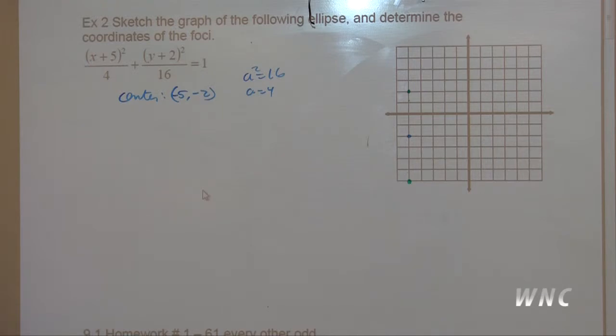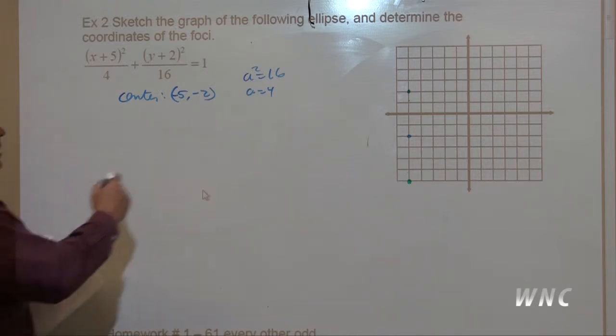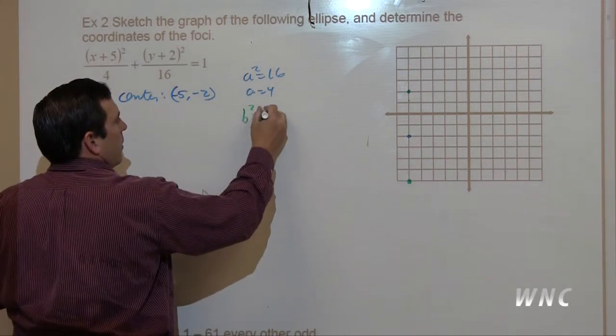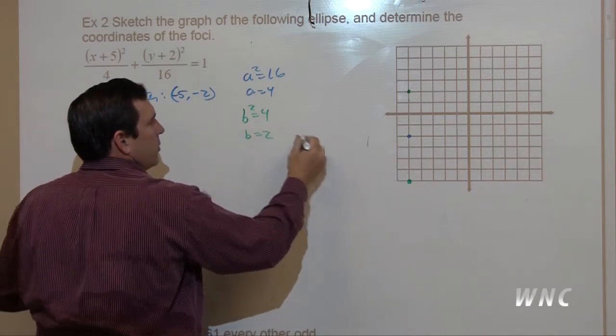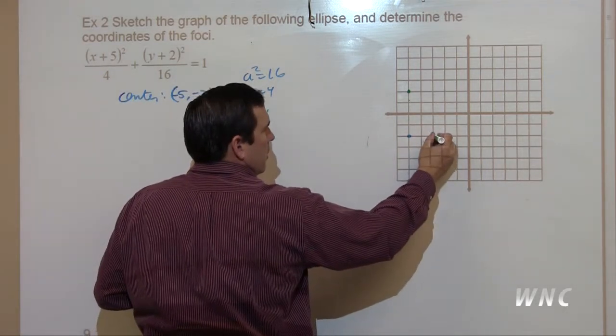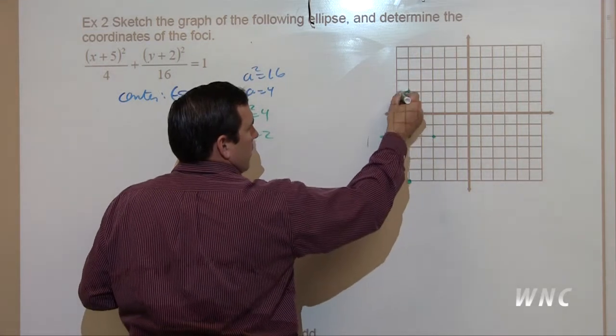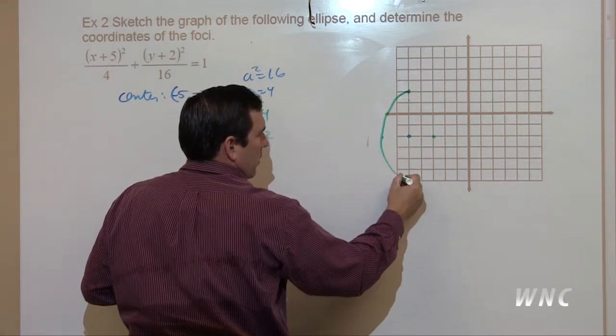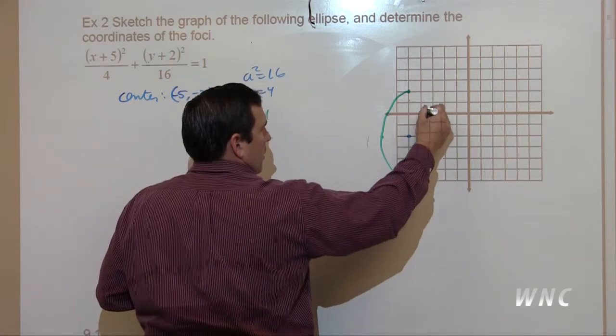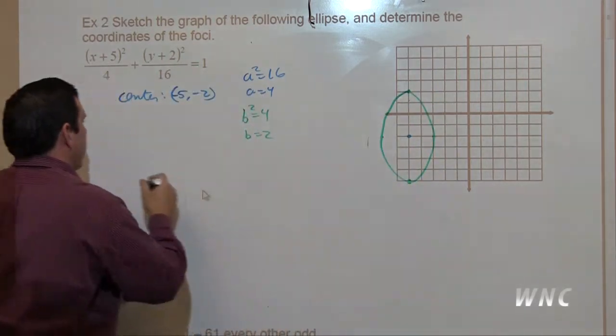and then for the minor axis, b squared is 4. So b must be 2. So we're going to go to the right 2, and to the left 2. And here's our ellipse. And then we have to find the foci.